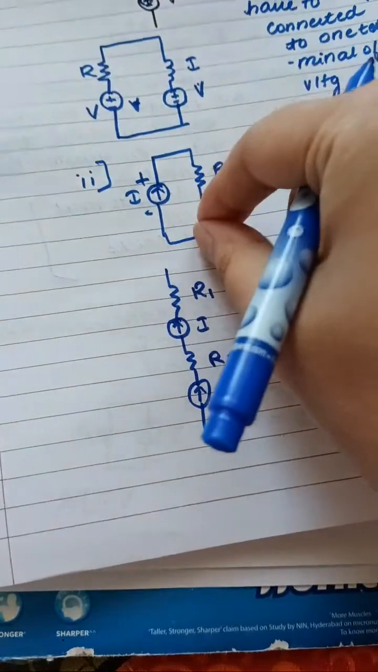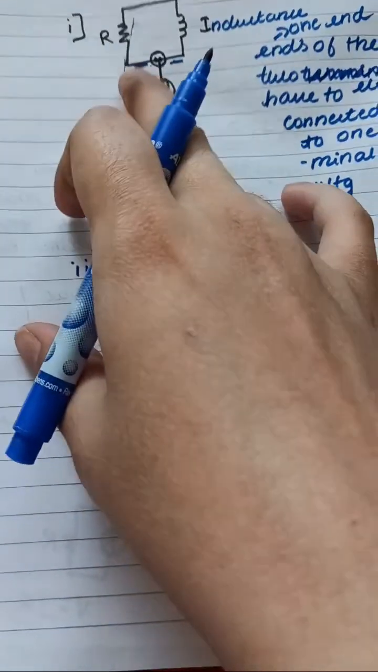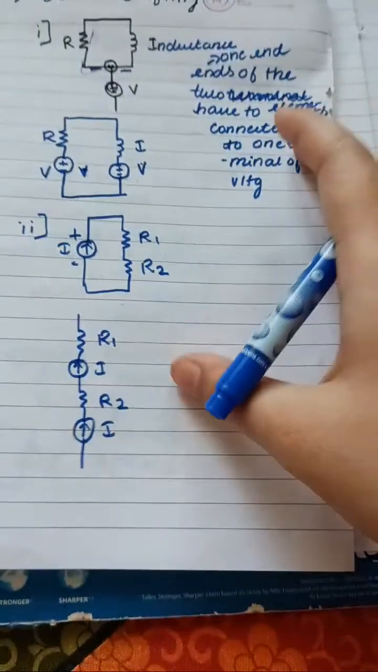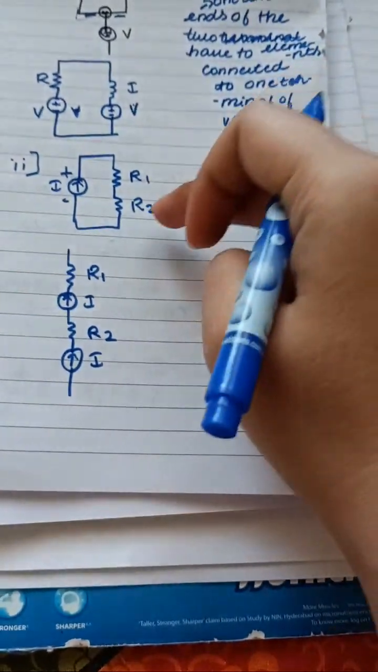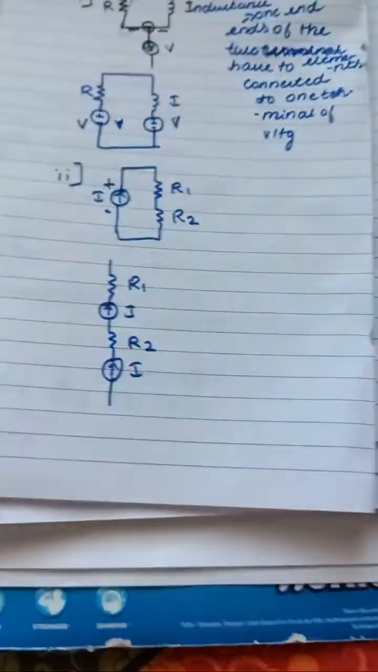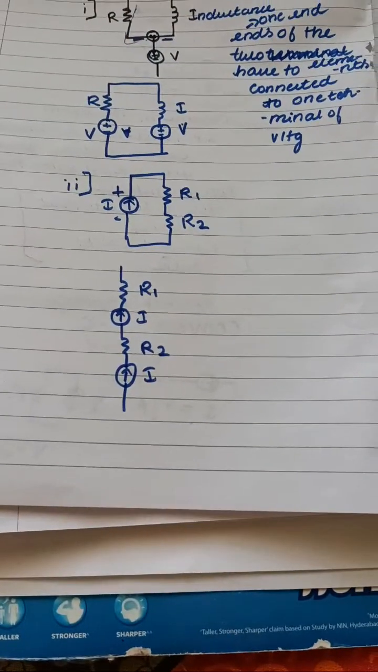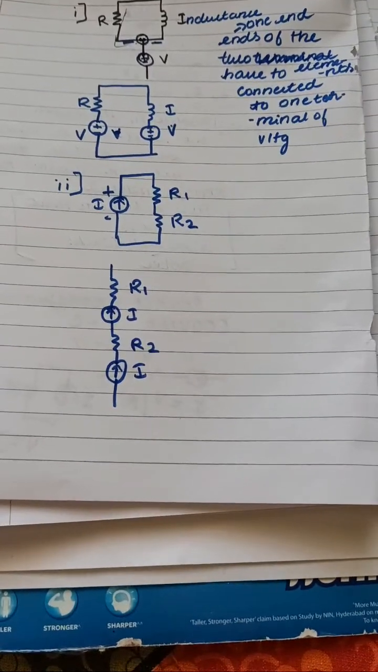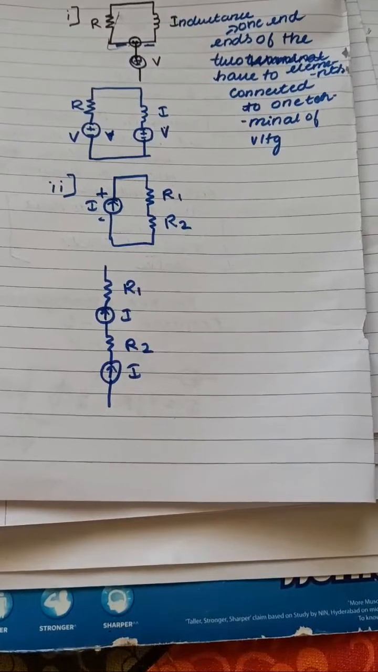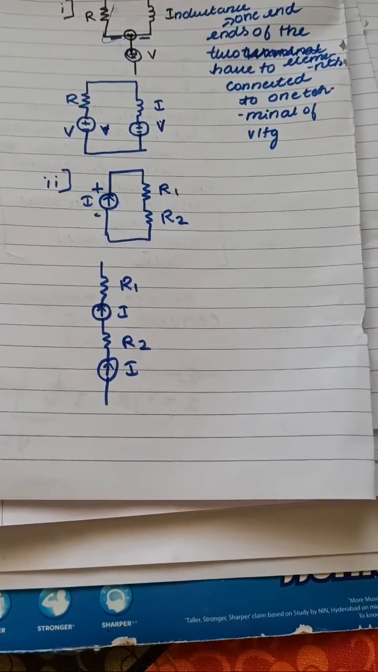They are not connected to the same terminal, but here these two ends are connected to the same terminal, that is positive. So that is why these two have a very big difference, and please do make sure that you follow this without fail. This is the source shifting concept, right?